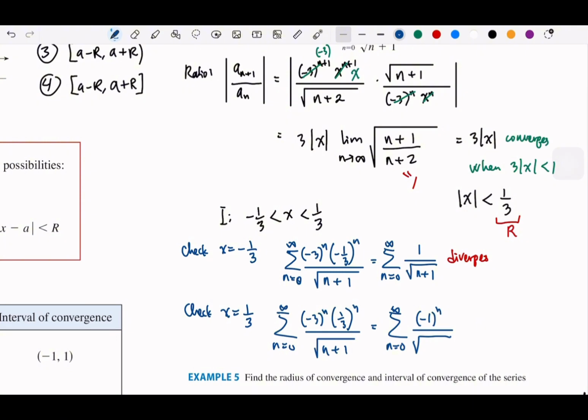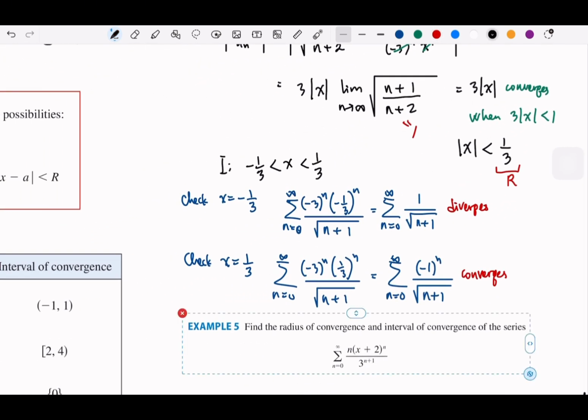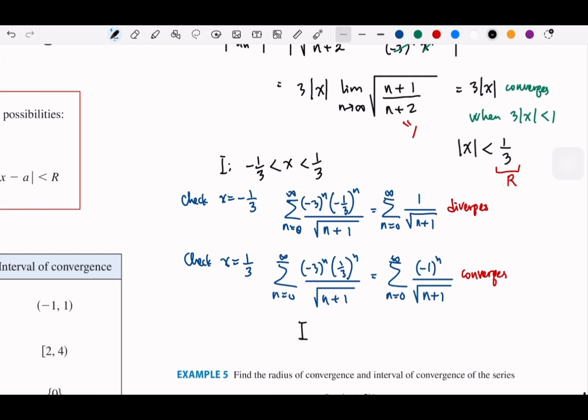Since it's alternating, and the limit is 0 and it's decreasing, this will converge, right? So finally, the interval of convergence will be -1/3 ≤ x ≤ 1/3. Or we can write it as [-1/3, 1/3], with a closed bracket on each side.